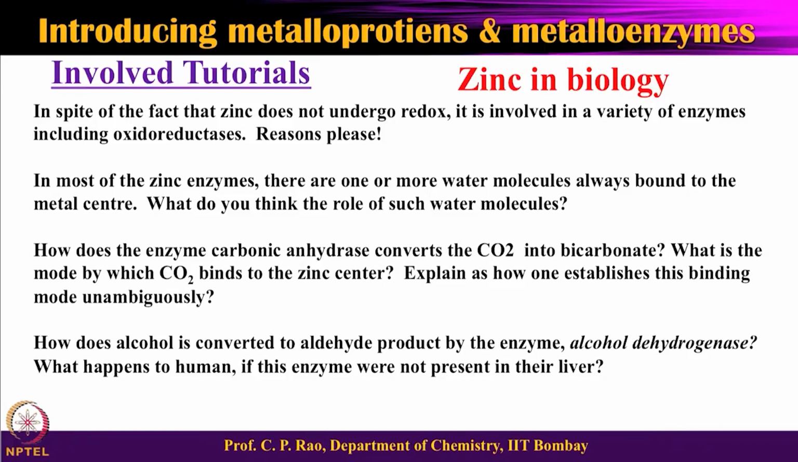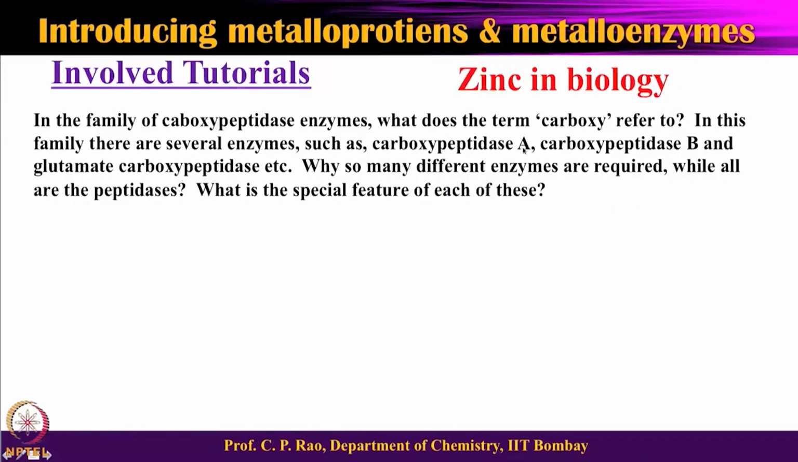So, what happens to a human if this enzyme was not present in their liver? Obviously, we know that when somebody takes alcohol, we say, oh, your liver gets affected. That means it goes into the liver, and the reaction occurs in the liver. So, if this enzyme is not there, the alcohol will not be converted to the corresponding aldehyde. So, obviously, alcohol remains as alcohol, which is dangerous. That means one cannot consume alcohol if this enzyme is not present in their liver. So, obviously, it is required for the alcohol to be utilized.